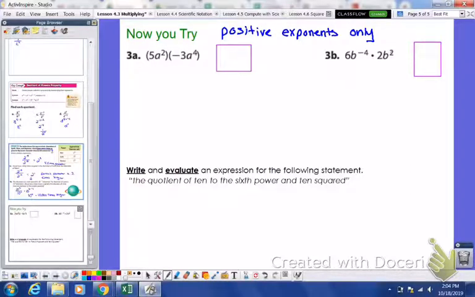And then to practice your division, write and evaluate an expression for the following statement: the quotient of 10 to the 6th power and 10 squared. So write the expression first and then evaluate it. We'll be looking for 2 parts on that second question, or second part. All right, that's the end of this lesson.